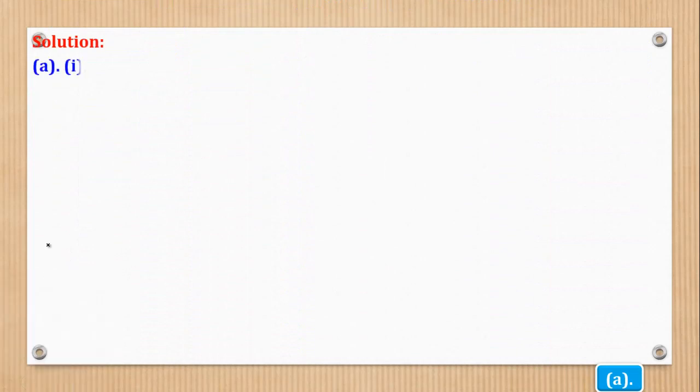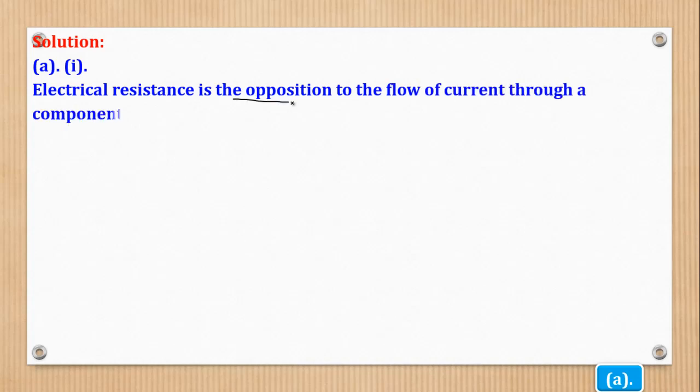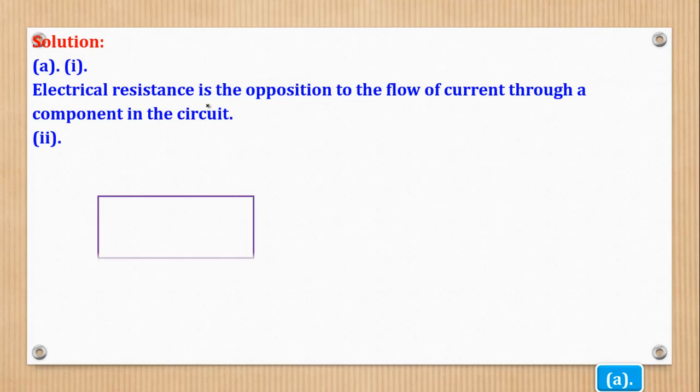So the first one was the definition. So electrical resistance is the opposition to flow of current through a component in a circuit. Then derivation, we shall need a diagram having two resistors in parallel connected to a dry cell or a voltage supply.